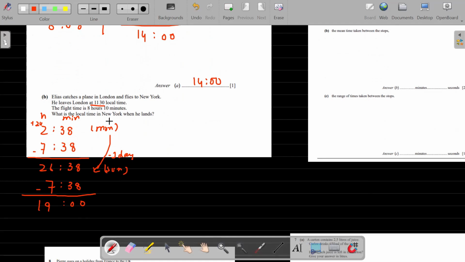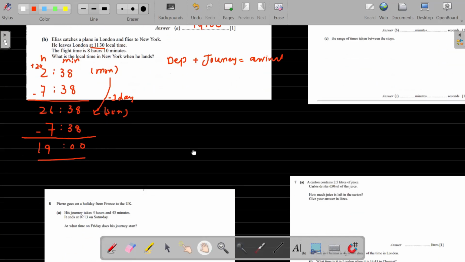So he says, when will he be reaching over there? Okay. Let's figure out the arrival time. Let's write the equation first. Departure plus journey is equal to arrival time. Okay. I know one thing. I know London's time and I know the time difference between them. So what will I be doing? I will be adding them up. First, I will be adding 11:30 and 19. By adding them up, I will be figuring out my departure time of New York, okay?